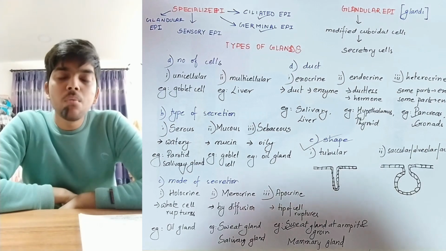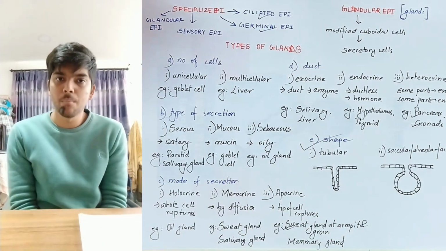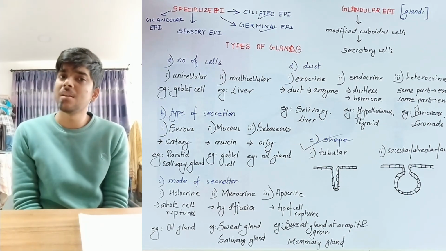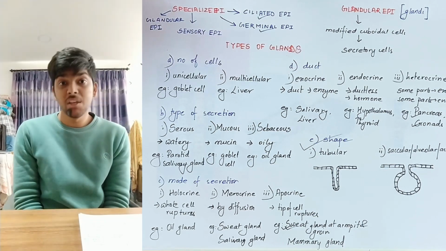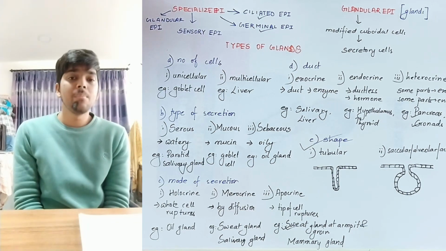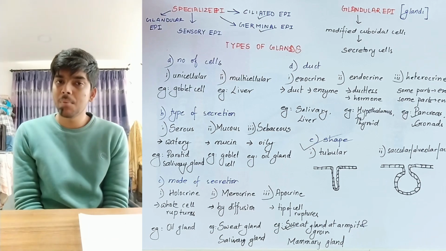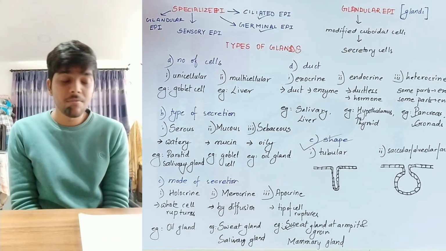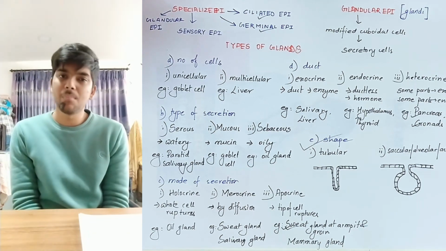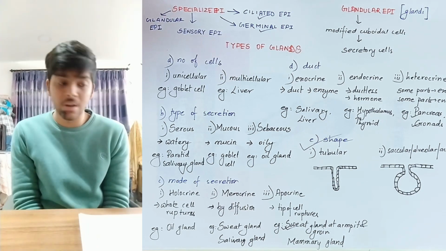What are they? Number one, you have unicellular gland and multicellular gland on the basis of number of cells, where unicellular gland consists of one cell and multicellular gland consists of multiple cells. Goblet cell is a unicellular gland, while your liver is a multicellular gland. On the basis of type of secretion, you have serous gland, which has watery secretion, for example, parotid gland, which is a salivary gland. Your mucous gland, which secretes mucin or mucus, for example, goblet cells, and then your sebaceous gland, which has oily secretion, for example, your oil gland.